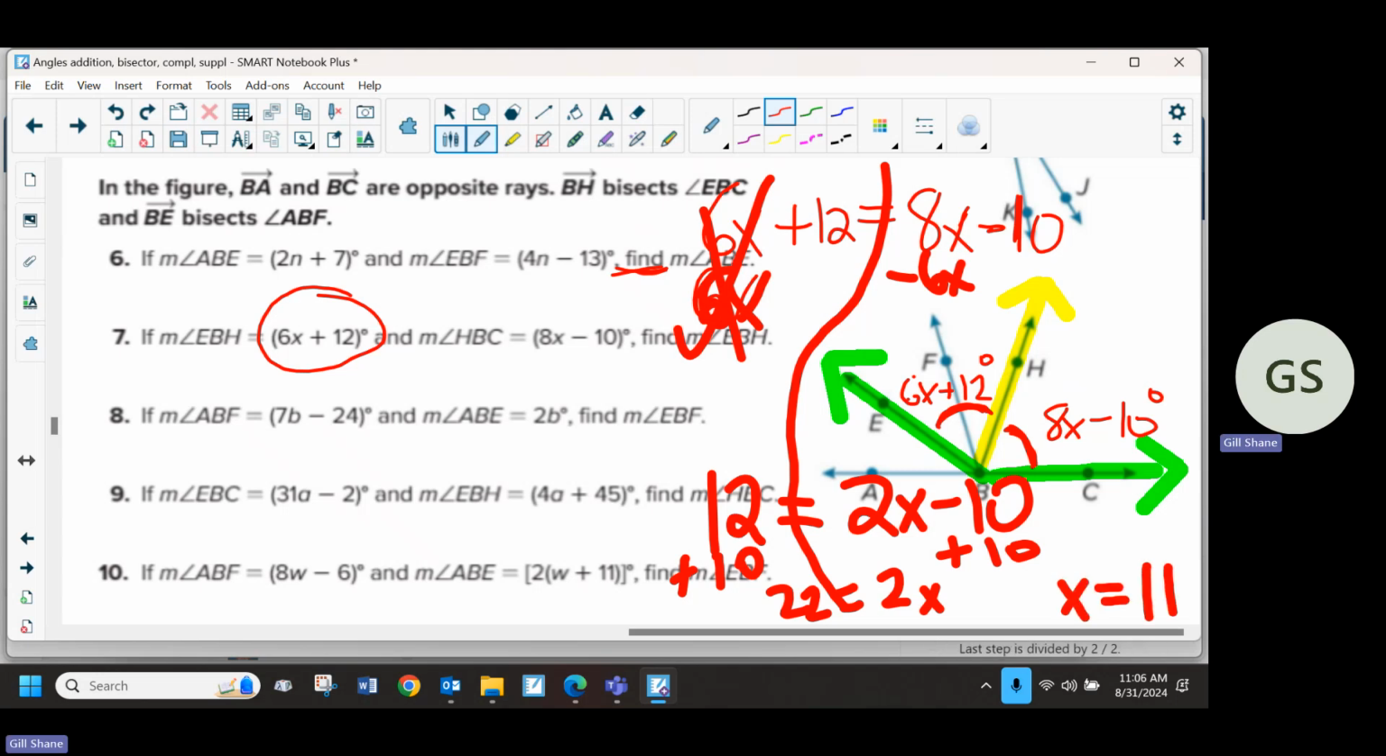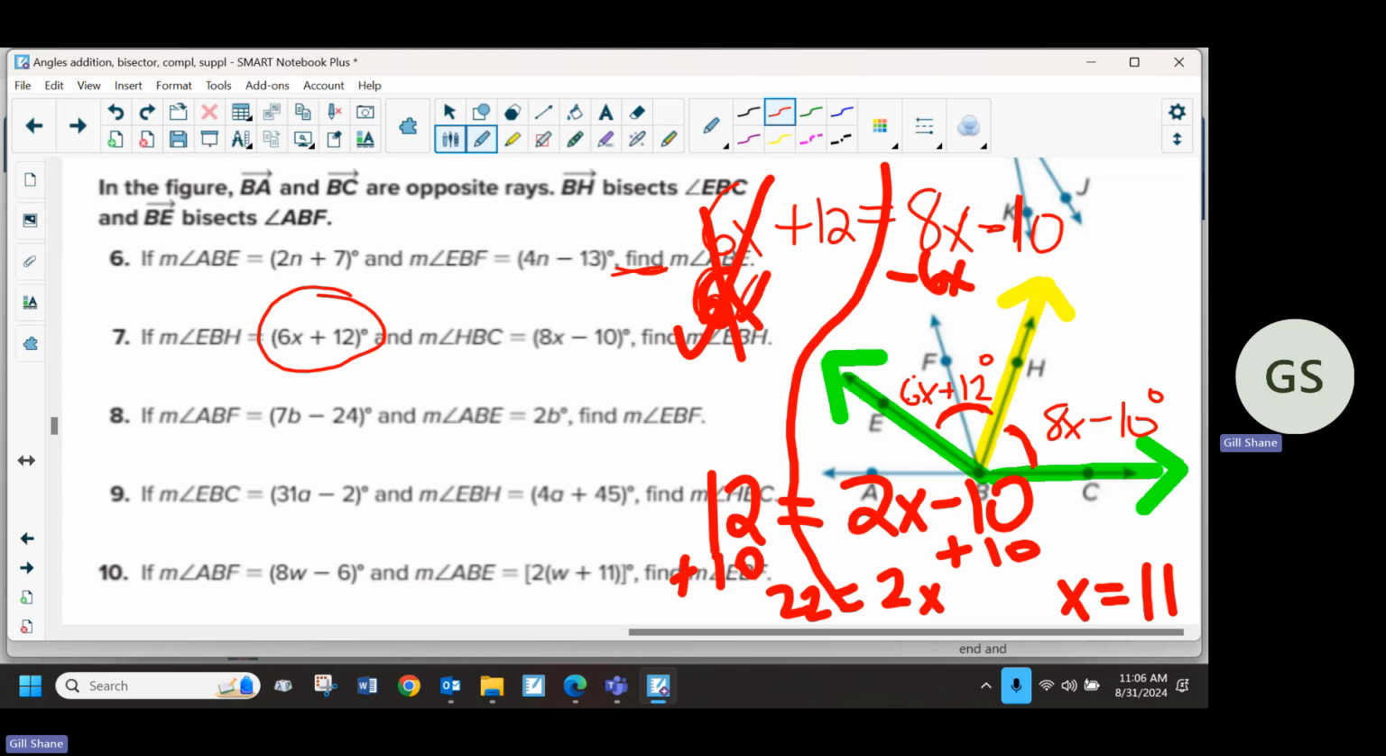So x equals 11. I'm dividing by 2 on the right to get rid of a 2. So if I divide by 2 on the right, I got to divide by 2 on the left. So if x equals 11, remember, check to see what the question says. Pretty good chance that is not the end.